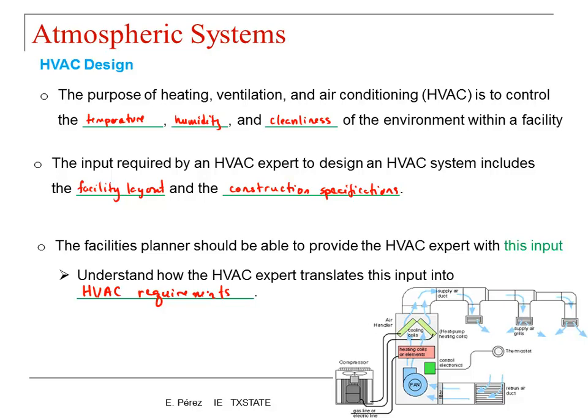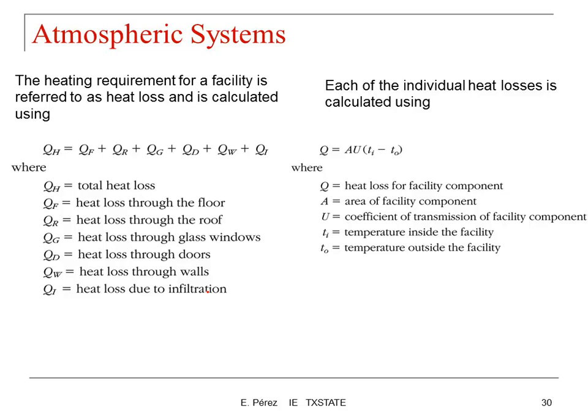So in terms of designing, the heating requirements for a facility is referred to as the heat loss, and is calculated using this equation. So we're going to have 7 different types of heat loss in your facility. So we're going to add them in order to get the total for the facility.